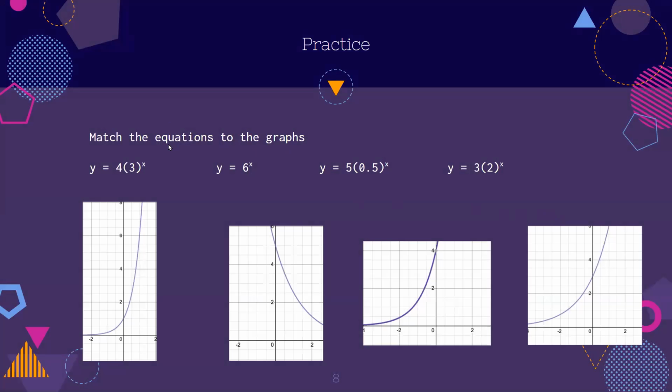Now let's match the equations to the graphs. Actually, I'll just stop, and you can pause the video and try to match them yourself.